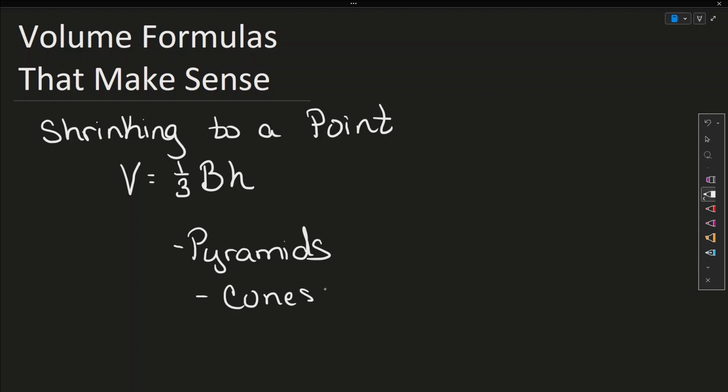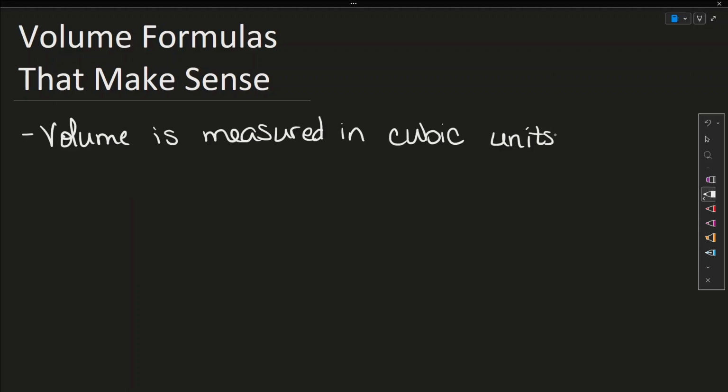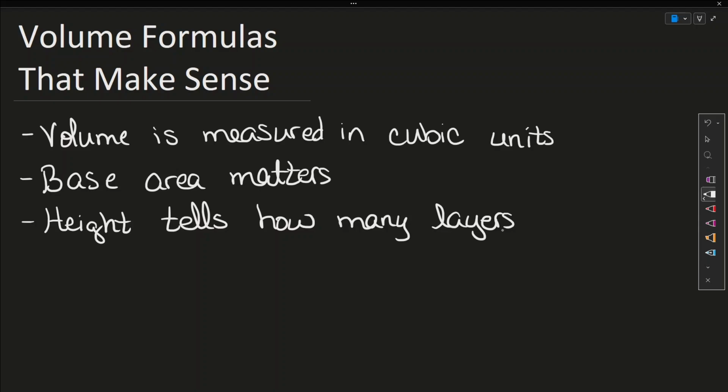The examples we did in the previous videos show that the formulas are not random. They come from the structure of the shapes. As future teachers, here are some valuable ideas to emphasize. First, volume is measured in cubic units. Next, the base area matters because it describes one layer of our shape. The height will tell us how many layers or how tall a solid is.